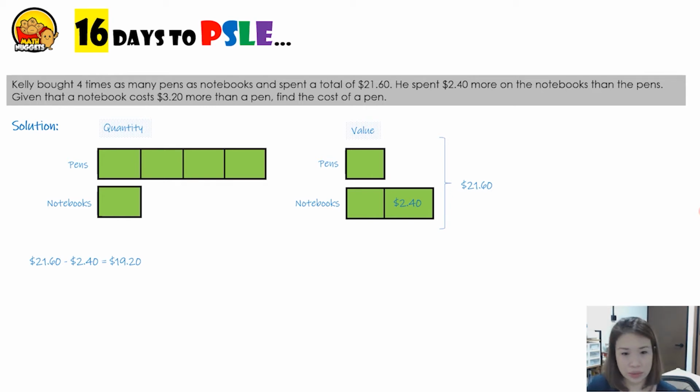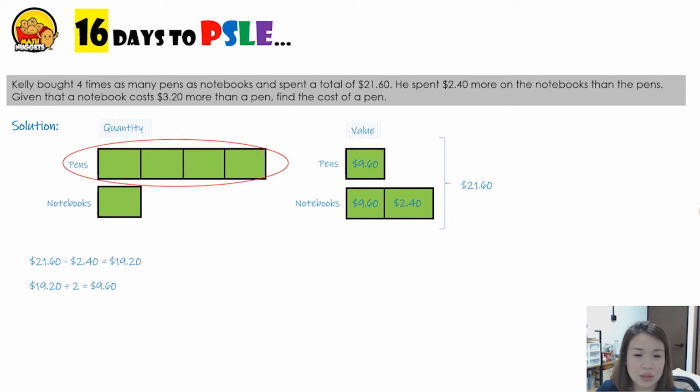So first, I can take $21.60 minus $2.40. We get $19.20, and if we divide that by 2, we will find out each of these parts. The total amount spent on pens would be $9.60, and the total amount spent on the notebooks would be $9.60 plus the $2.40. So $9.60 would be the 4 units of the pens.